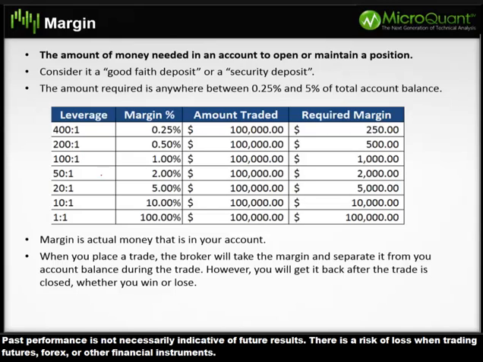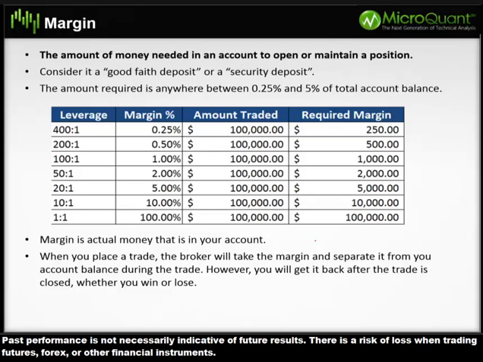But if you're in the US, you're really looking at the 50 to 1 here. With 2% margin for trading a standard lot, the required margin is $2,000. So this is why I wouldn't recommend necessarily trading with the smallest amount possible. Try to give yourself a little bit of money.